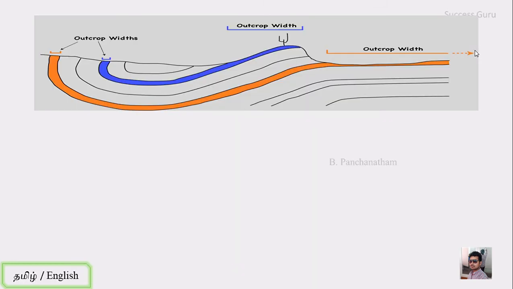To begin with, the width of the outcrop. You can see there are two different beds, a blue one and an orange one. The width of the blue and orange is somewhat the same here as the ground is horizontal. When the ground is somewhat inclined, you can see the width of the outcrop of the same formation changes: a very small width here, quite larger here, and even much larger here. So from this you can have an idea that the width of the outcrop is controlled by the ground gradient as well as the dip of the formation.